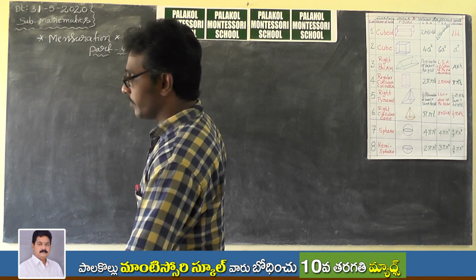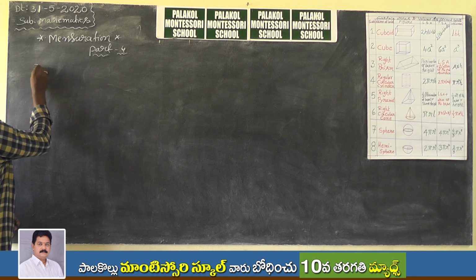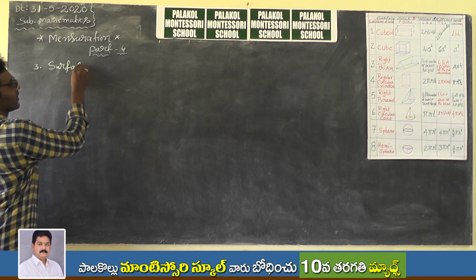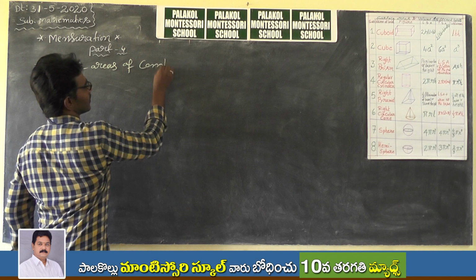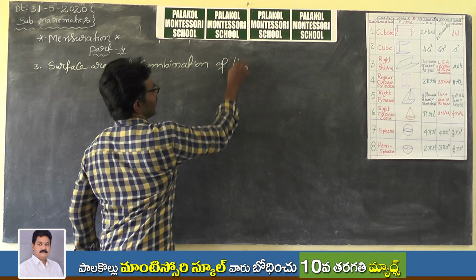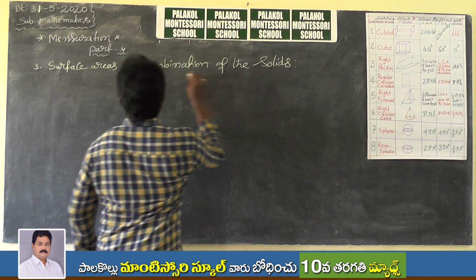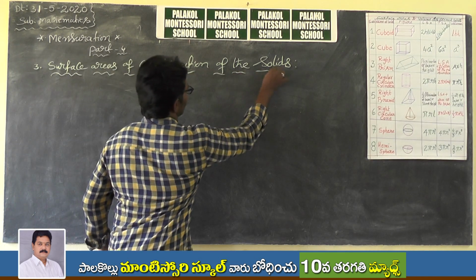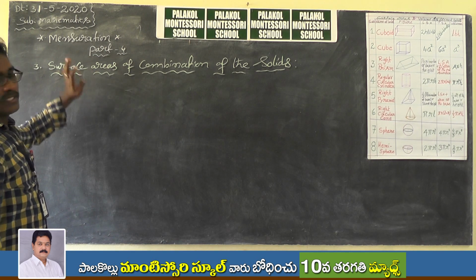Now, today we discuss the third one: surface areas of combination of solids. Okay guys, today we discuss the combination of the solids and how to find out the surface areas.